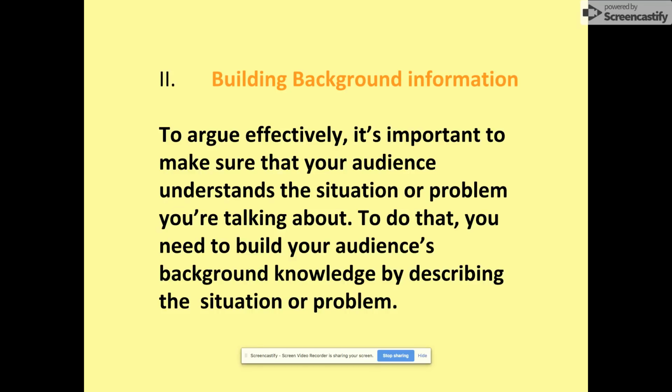Once you have an attention getter that you like, it's important that you build background knowledge about your subject. To argue effectively, it's important to make sure that your audience understands the situation or problem you're talking about. And to do that, you need to build your audience's background knowledge by describing the situation or the problem.